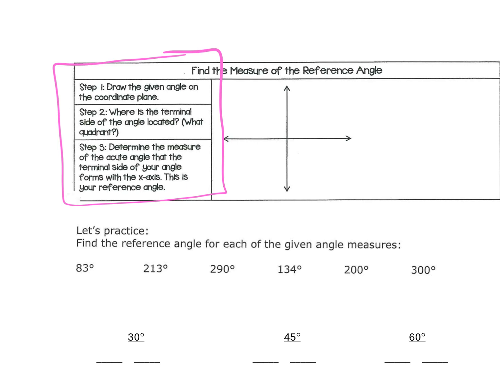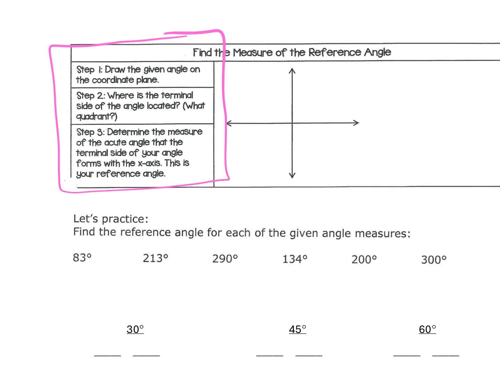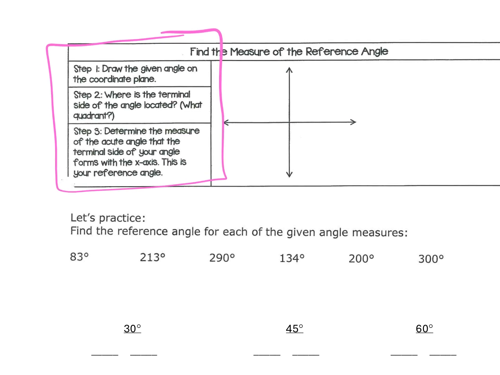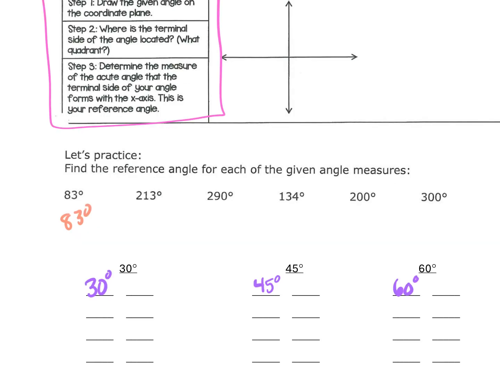But try these for yourself. These right here. So grab a calculator, just try figuring out what the reference angles are for those. We'll go over those in a second. That's in quadrant 1, so it's whatever that angle measure is. So 83 degrees for that first one. 213 degrees goes into which quadrant?